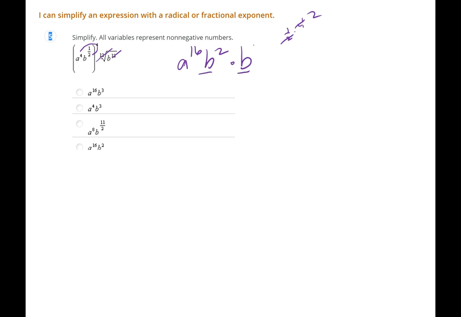My bases are the same, and we're multiplying, which means I have to add the exponents. So I've got a to the 16th. 2 plus 1 is 3, so b cubed.